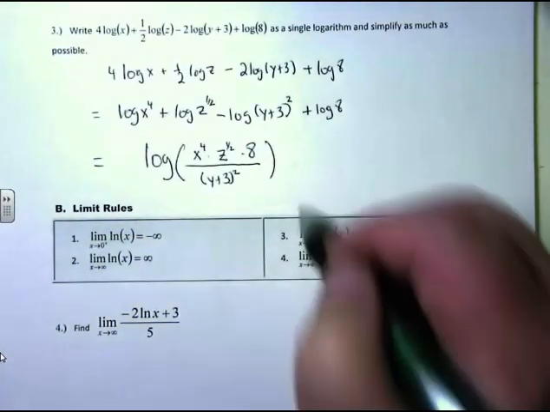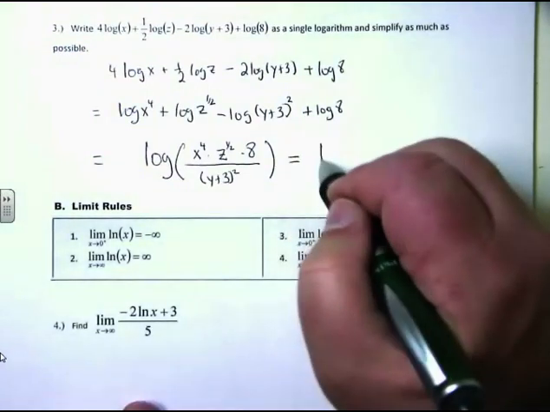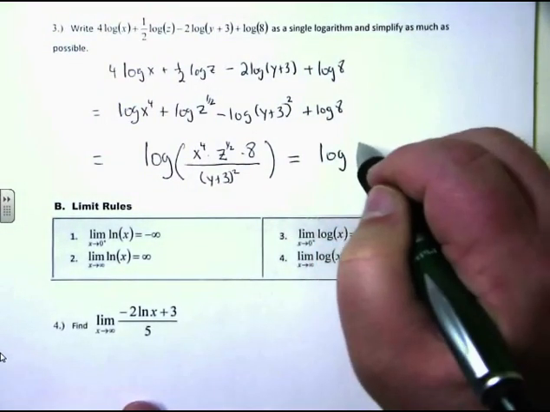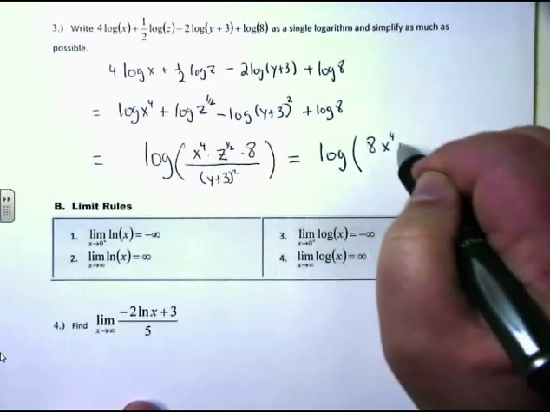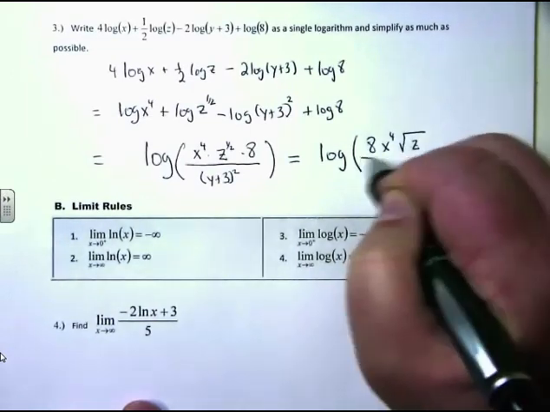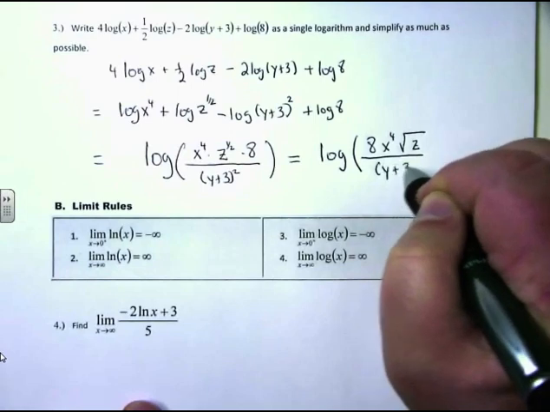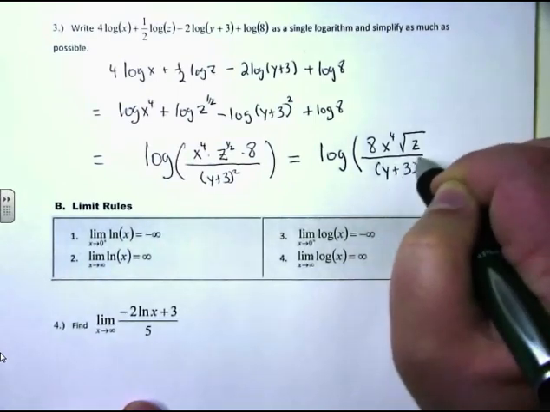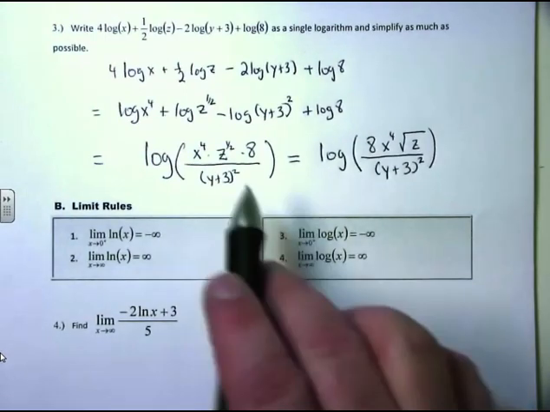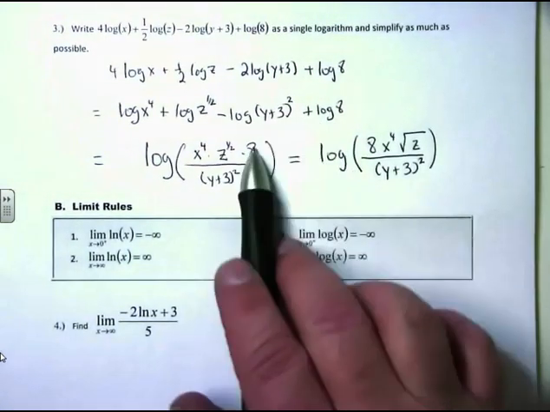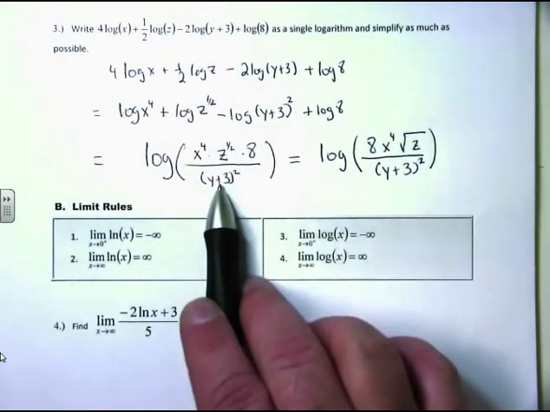Now, if we wanted to clean this up for that proper answer, my answer would be the log of, it looks better to write like this, 8 times x to the 4th times the square root of z divided by y plus 3 squared. And there's my solution. Okay, so remember what I said about if it's positive, it shows up on top. If it's minus, it shows up on bottom.